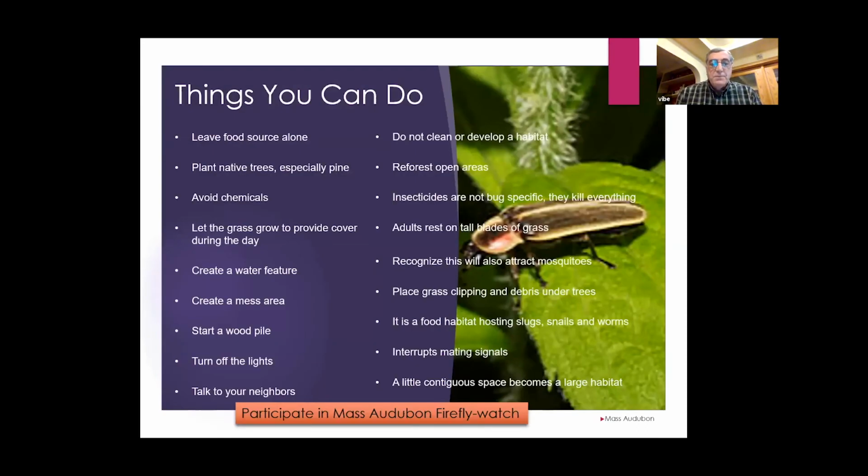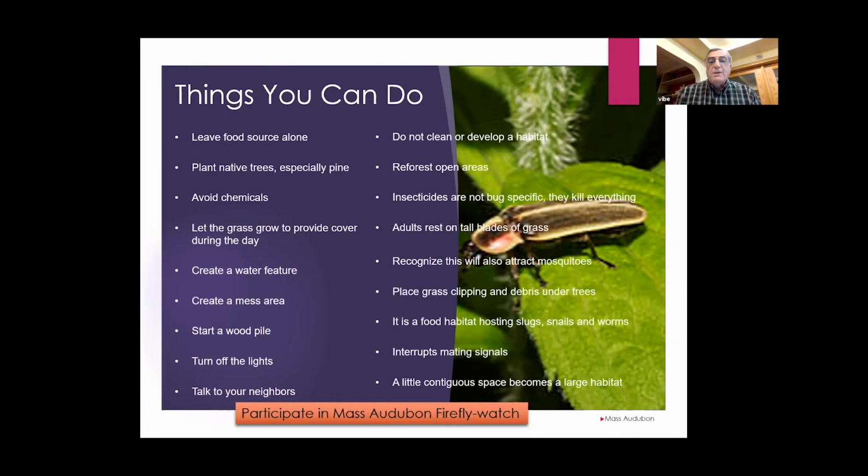So what can you do? Leave this place alone. If you have an area, especially if you live next to a wooded area, which some of us still do, fortunately, don't go clean it up. Leave it alone. We're going to do some plantings up at the community garden that may help here, and we're going to get some natives in. We're going to kind of reforest an open area next to the community garden. We're going to try to create a meadow, and that might help bring something like fireflies back to the area.